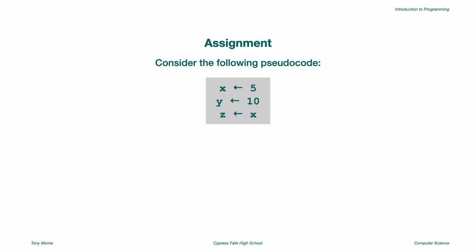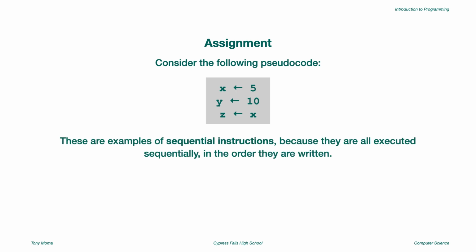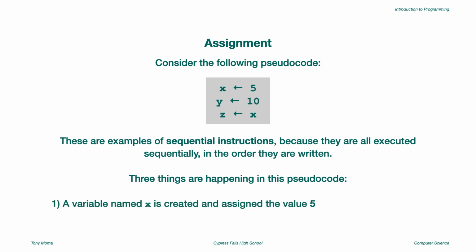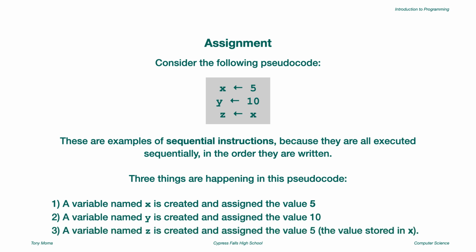Now consider this pseudocode. These 3 lines are all examples of sequential instructions because they are all executed sequentially in the order they are written. 3 things are happening in this pseudocode. First, a variable named x is created and assigned the value 5. Then, a variable named y is created and assigned the value 10. Then, a variable named z is created and assigned the value 5, which is the value stored inside x.